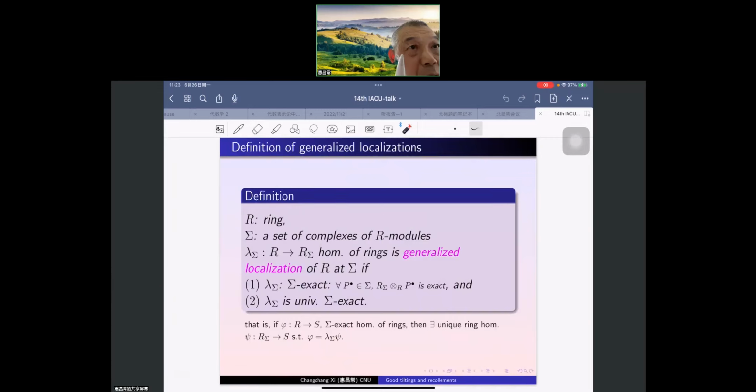Roughly, let's recall the definition. Let R be a ring and give a set Σ of complexes of R-modules. Then we call a ring homomorphism λ_Σ a generalized localization at this set Σ of complexes of R-modules if this is Σ-exact, that means you take an arbitrary complex from this set, you tensor over R with this ring, and you will get an exact sequence. And also this λ_Σ is universal with respect to the first property.